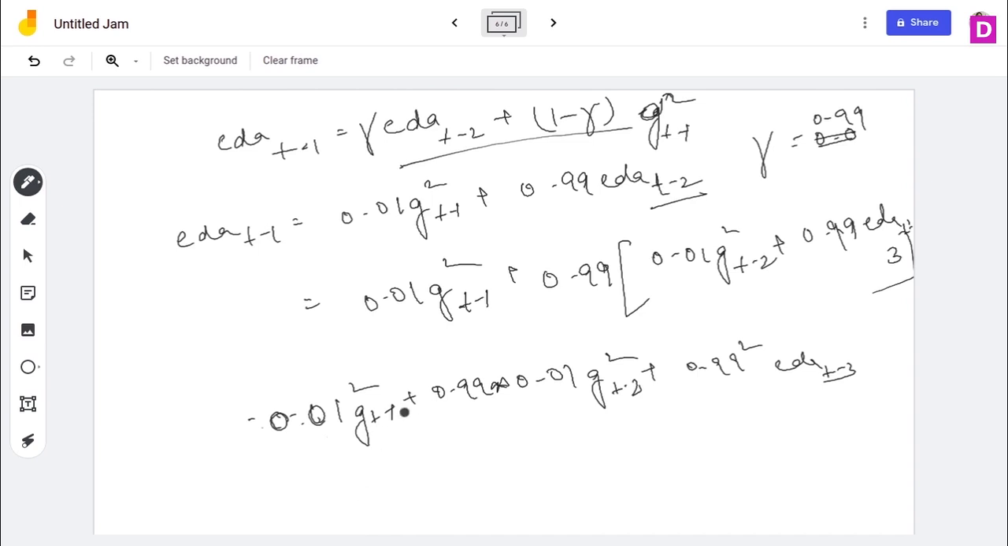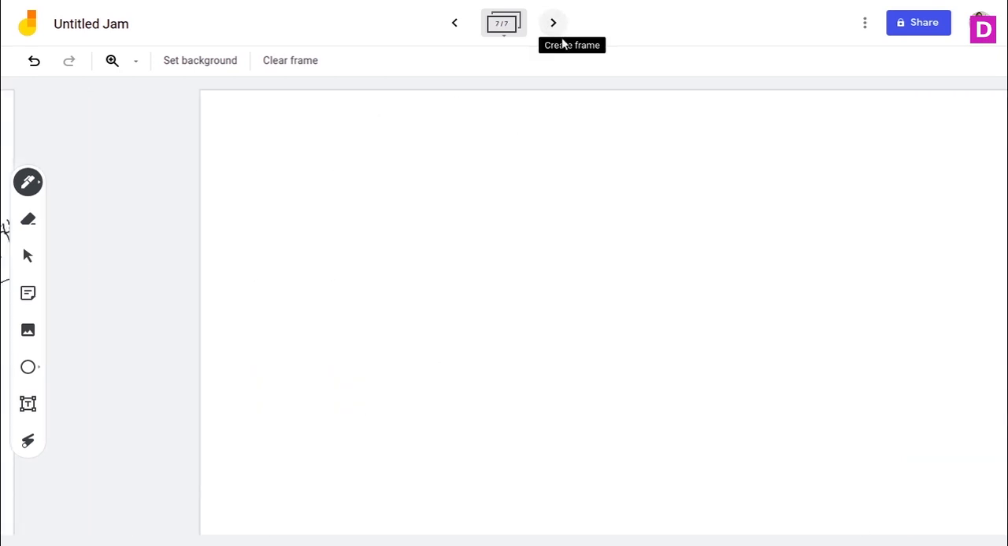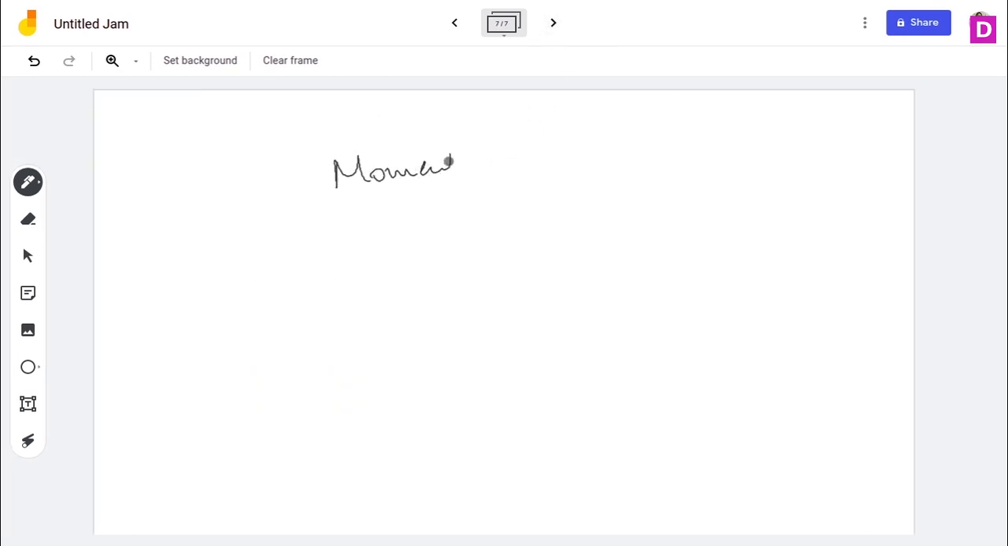So what is happening is, for this present gradient, we are giving a weight of 0.01. For the gradient before that, we are reducing the weight to 0.99 of 0.01. And for the one before that, it will keep on reducing and on and on. So in one sense, this is kind of like the momentum term that we came across. And EDA is also known as exponential decaying average.